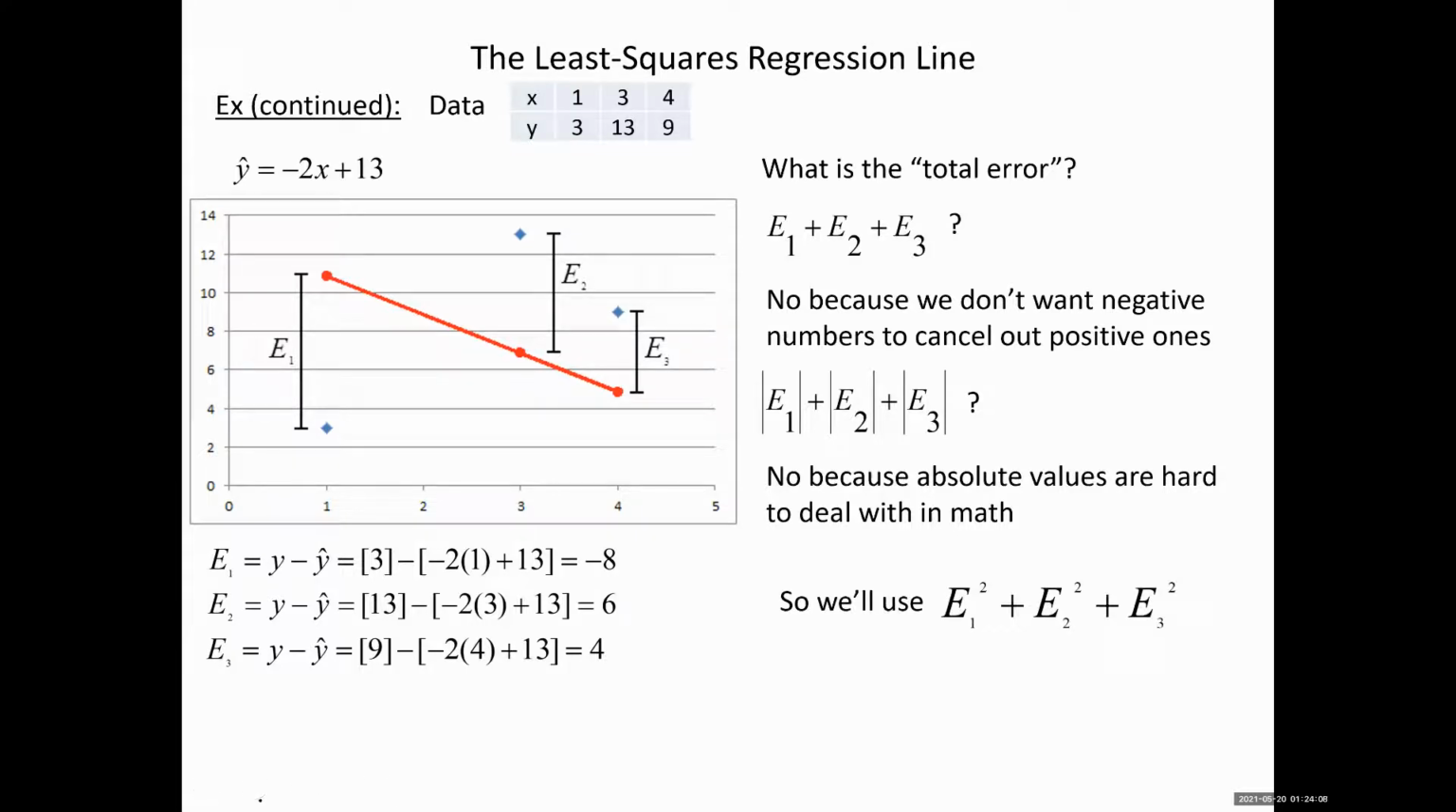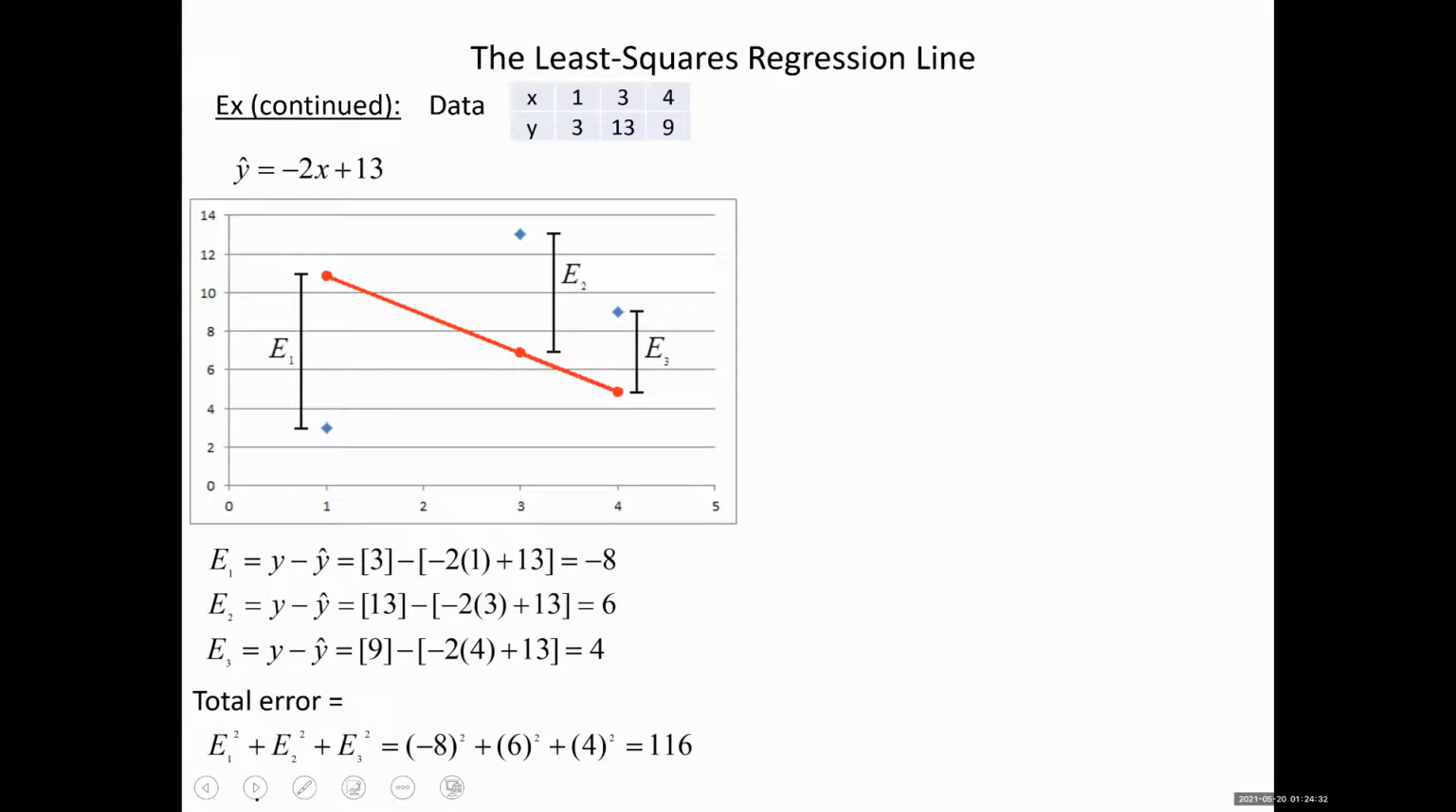So the total error in this line, the way you find it, is you square each of these errors and then add them. And that, whatever number you get, is a measure of how close the line is to the data. Okay, and again, we're squaring because when you square, you get rid of the negative. So what is the total error? You have to square this, and add them. So you can do -8 squared plus 6 squared plus 4 squared, you get 116. This number 116 is the total error of this line. It's measuring how far the line is from the data.